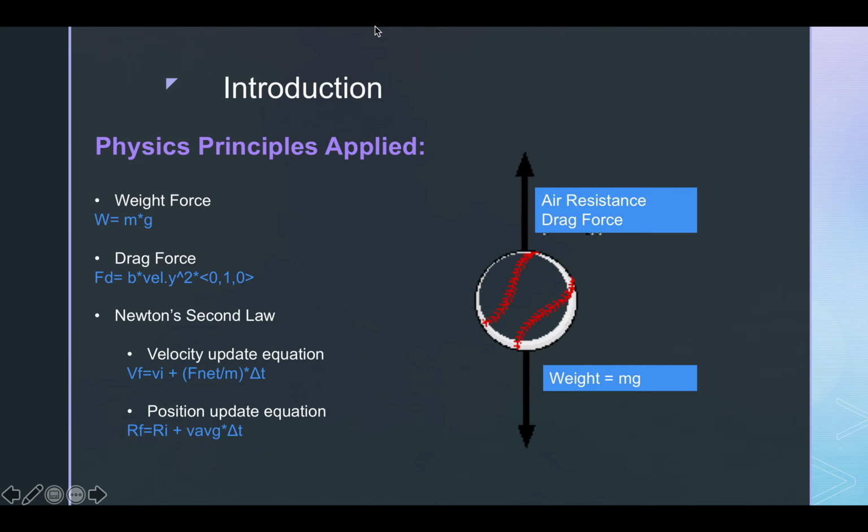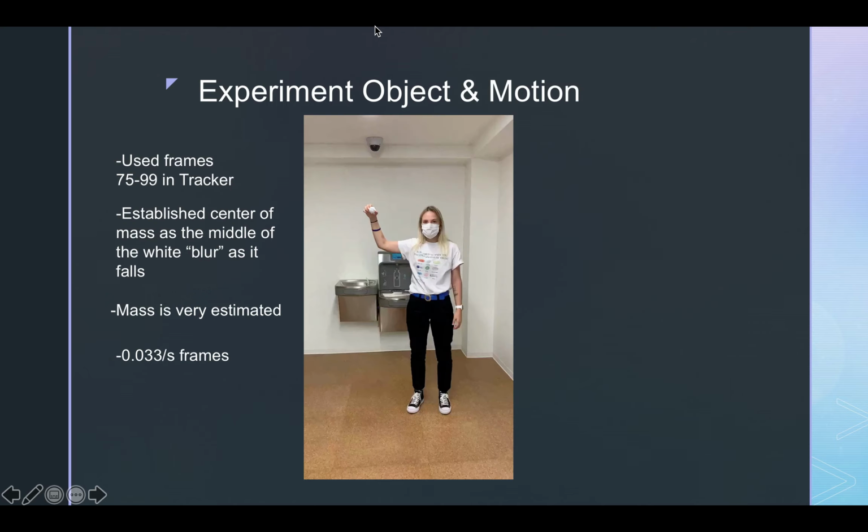Some physics principles applied here include the weight force, which is equal to the mass times the gravity constant in the negative y direction, the drag force, which is equal to a constant times the velocity in the y direction squared times the j-hat vector, which we're only looking at the y direction of motion in this case, and Newton's second law, including the velocity and position update equations. Now let's take a look at this motion.